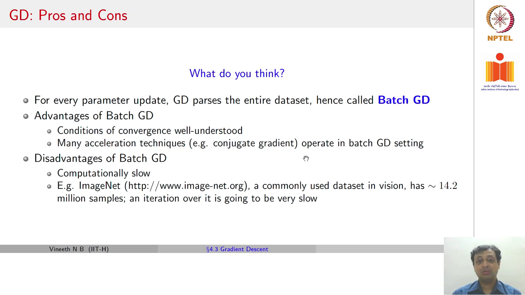The disadvantage of batch gradient descent is that it can be computationally slow for the same reason, especially if your training data set had say 10,000 data points or 1 million data points. You're going to wait for parsing through all of them before making an update. ImageNet, which is a computer vision challenge, a very commonly used data set in vision, has today about 14 million samples, and one iteration over all of those 14 million samples can be very slow to wait for one parameter update.